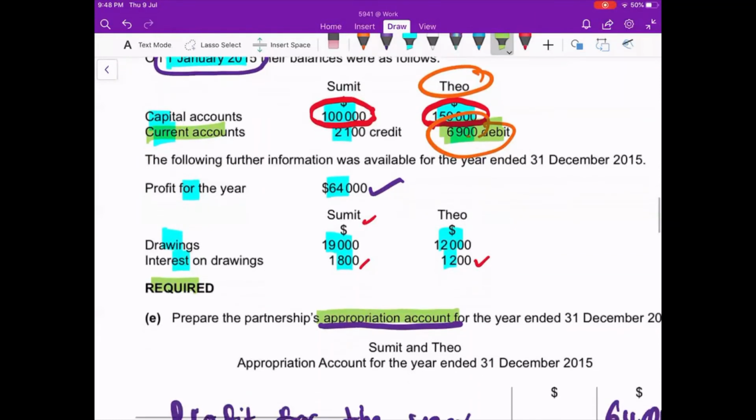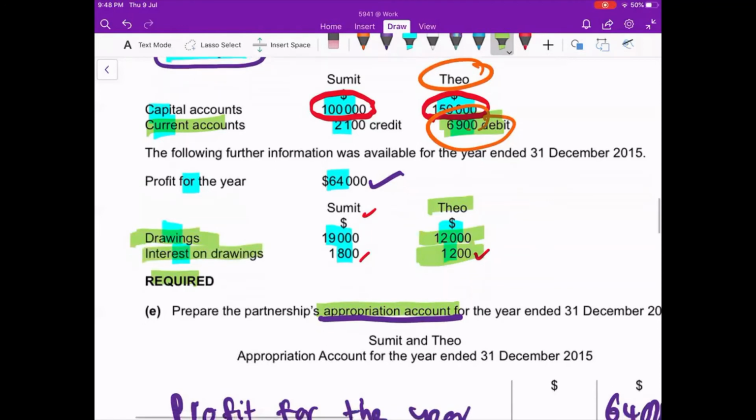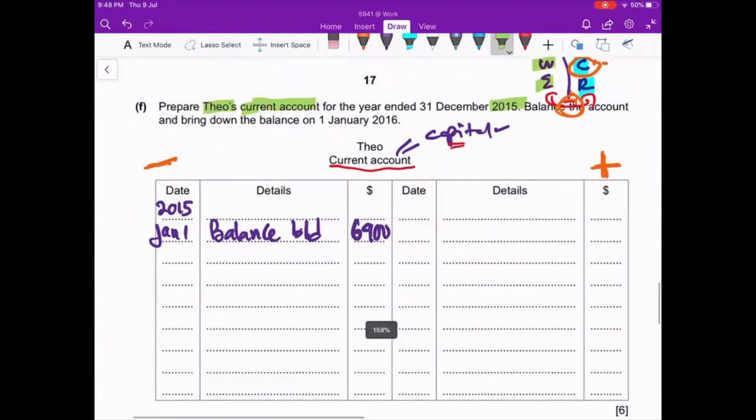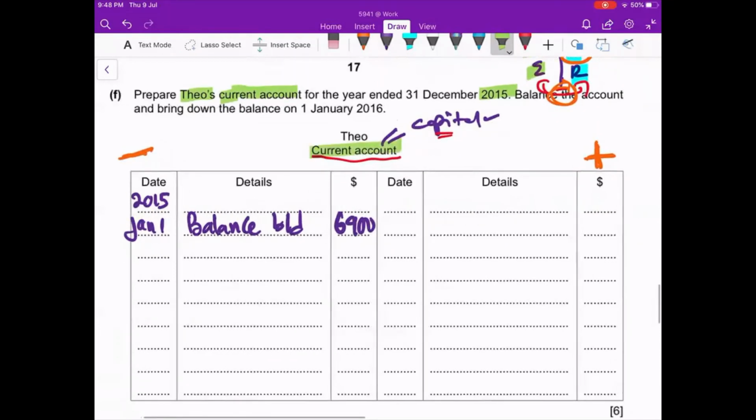Drawings, yes. The drawings, is it related to Theo? Yes, drawing and interest on drawing. These two are related to Theo. So this one we need to write in Theo's account. Whenever Theo withdraws and we charge him interest on drawing, will his account increase or decrease? Whenever he withdraws, it will reduce. Okay, it will reduce, minus. So it will be on the debit side.